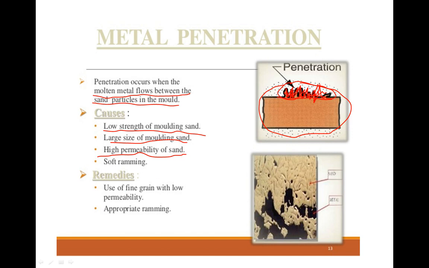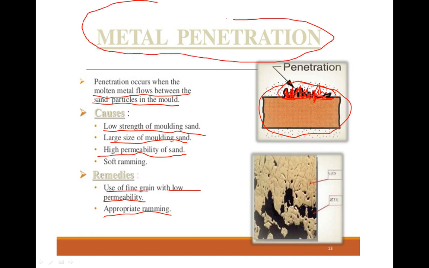So what are the remedies? Use fine grain sand with low permeability. Permeability is the property of the sand to let gases escape from it. Appropriate ramming must be carried out so that you can avoid this defect, metal penetration. Sand inclusion is also another casting defect.